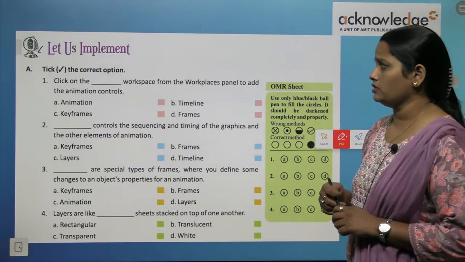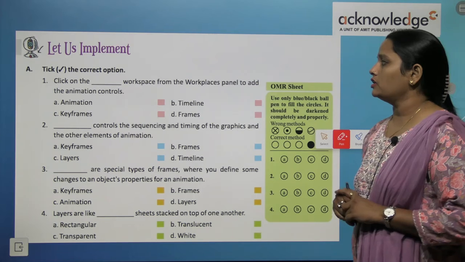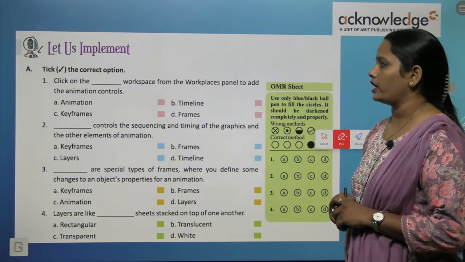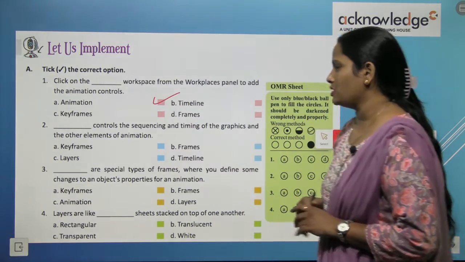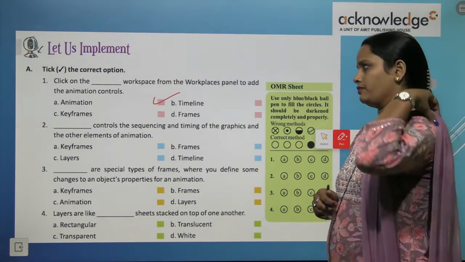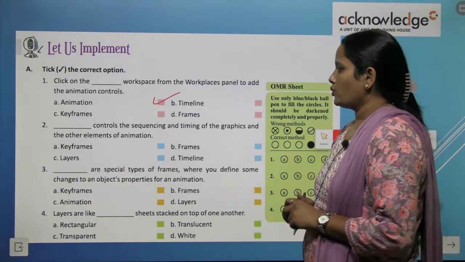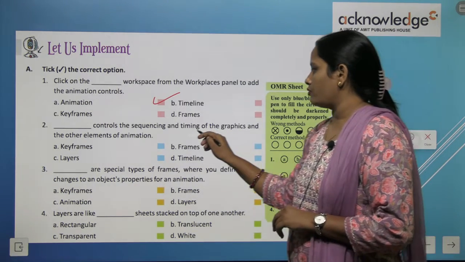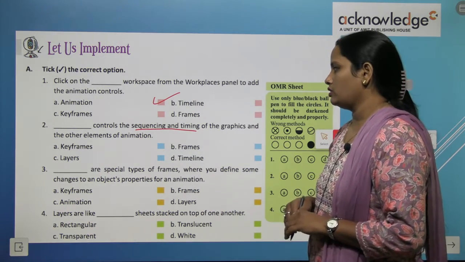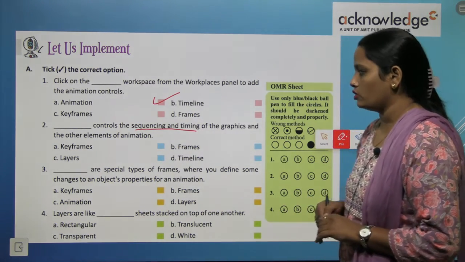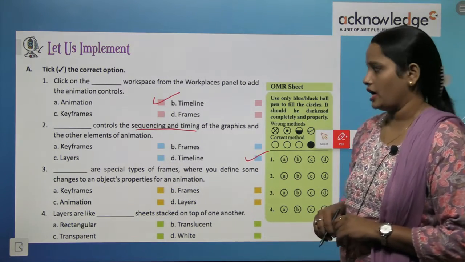First question is given. Click on the animation workspace from the workspace panel to add the animation controls. So we have to click on the animation workspace. Next, the timeline controls the sequencing and timing of the graphics. This can be controlled, and the other elements of the animation are also controlled from here. And what is it? It is the timeline.